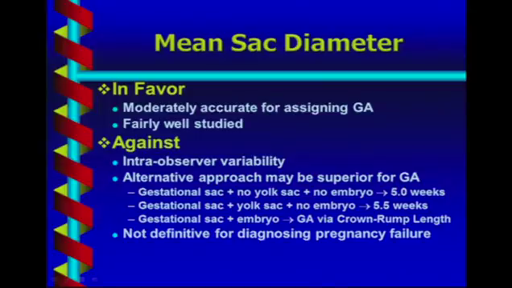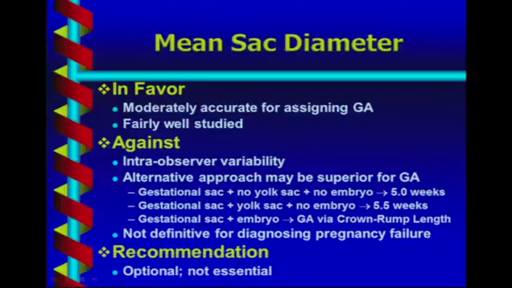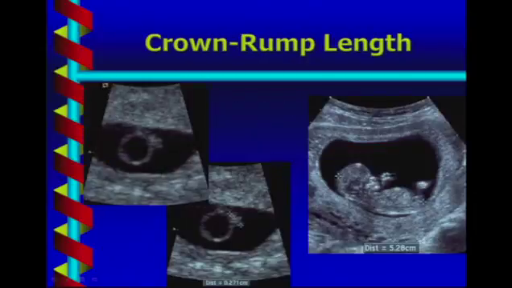The way that we use at our own facility is if we see a gestational sac and no yolk sac or embryo, we call it 5 weeks. Gestational sac with a yolk sac but no embryo, call it 5.5 weeks. If we see a gestational sac and an embryo, then we measure the crown rump length to assign the gestational age. So you don't need to use the mean sac diameter for pregnancy dating, and in many cases it's not definitive for diagnosing pregnancy failure. So it's an optional, not essential measurement.